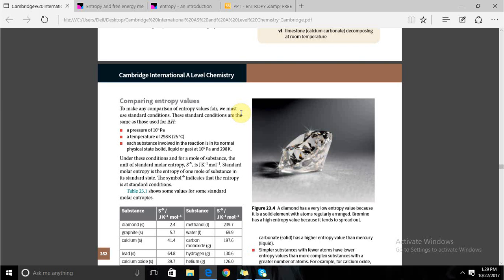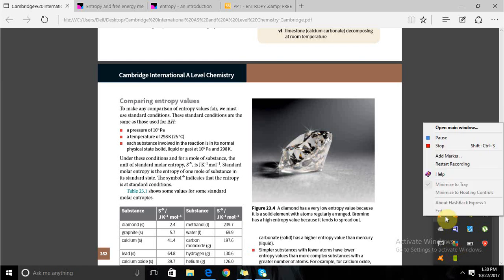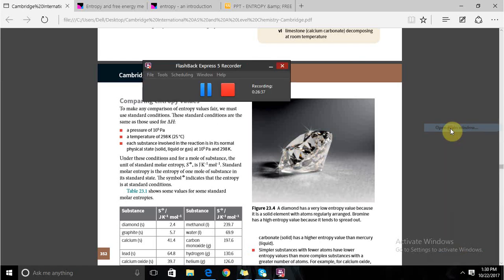Now, basically, what is the SI unit for something called standard molar entropy? What would that happen to be? Let's take another. What do you think that would be? Well, it would be joule per Kelvin per mole.